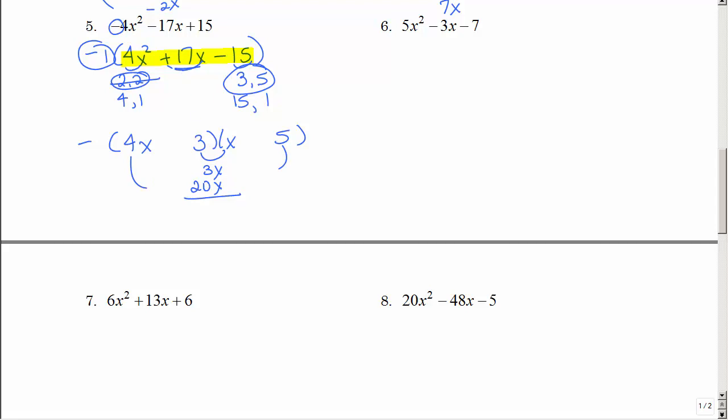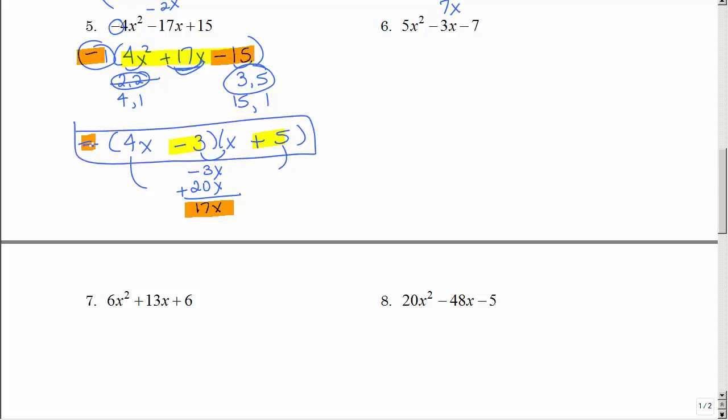Can I add or subtract to get positive 17? Yes. As long as the 3 is negative, the 20 is positive. If I multiply negative 3 times a positive 5, I get negative 15. I've got my plus 17. I'm not leaving out my negative sign. So that is your final answer. Again, don't leave out that negative there.